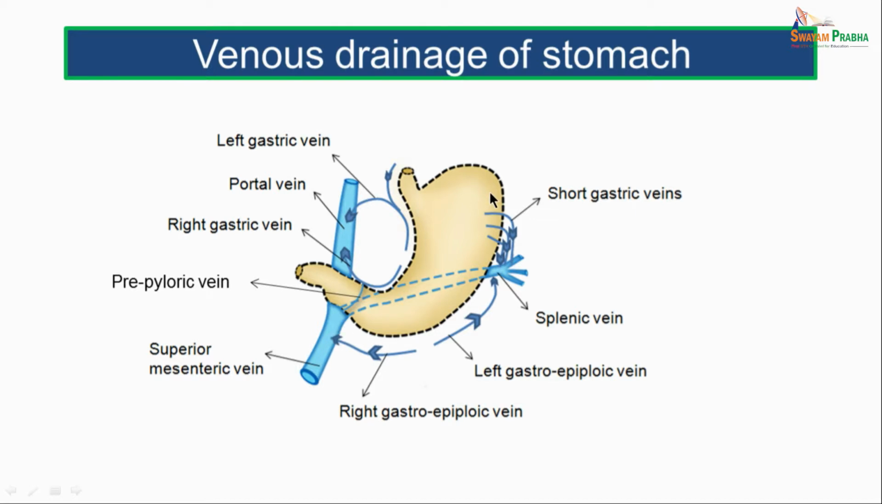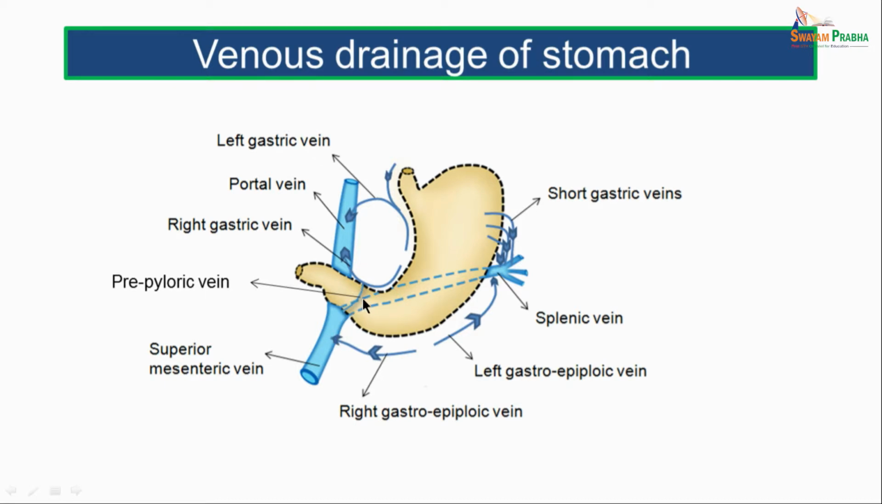So what we see here is 4 to 5 short gastric veins draining the blood into the splenic vein. The left gastroepiploic vein drains into the splenic vein. The splenic vein travels behind the stomach and joins with the superior mesenteric vein to form the portal vein. The right gastroepiploic vein drains into the superior mesenteric vein.